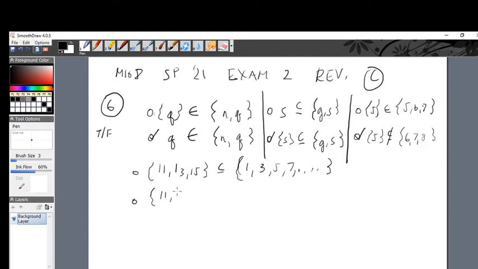The next line reads 11, 13, and 15, the same set. Is that an element of 1, 3, 5, 7, etc. of this set? And that's absolutely not true, but this is a subset of these odd numbers that go on forever. Ellipsis goes on to infinity, and therefore you check this one off as being the true one. That is problem number 6.